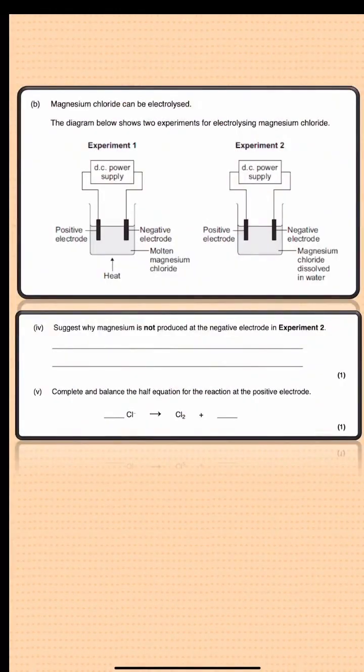Okay, last exam question here. Magnesium chloride can be electrolyzed. The diagram shows two experiments for magnesium chloride. The difference between the two: molten and aqueous. We've got an aqueous example and a molten one. Molten just means it's in liquid form. So why is magnesium not produced at the negative electrode in experiment 2? It's talking about the aqueous one.